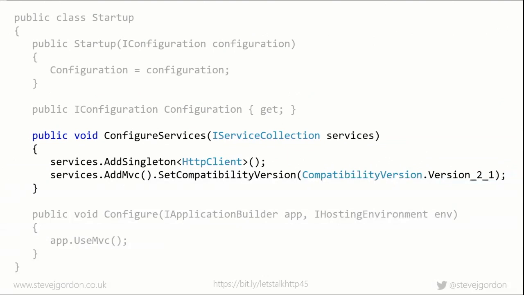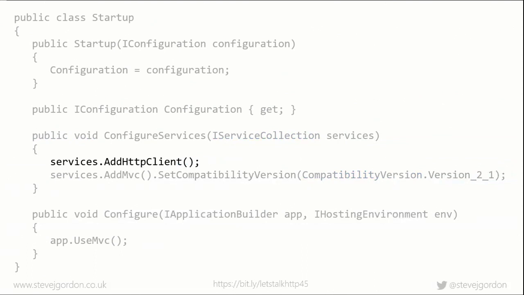So let's just do the bare minimum. The first thing I'll do is get rid of my singleton registration, and I'm now just going to call AddHttpClient here. This is an extension method on the IServiceCollection. It's available if you've got the Microsoft.Extensions.Http NuGet package pulled in. And if you're using ASP.NET Core 2.1, you will have that. It's part of the app metapackage, so it's automatically available to you.